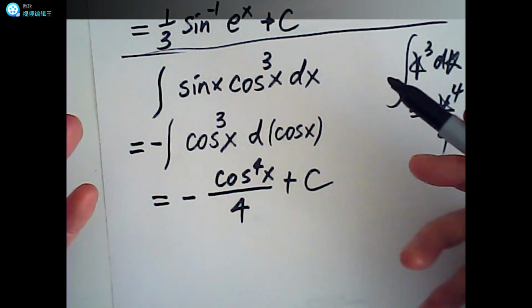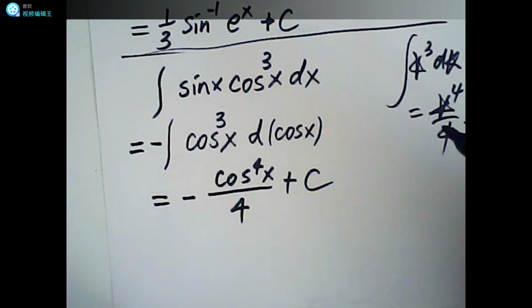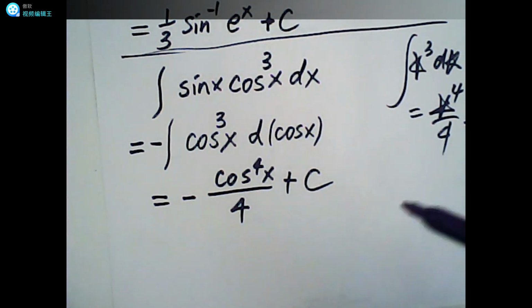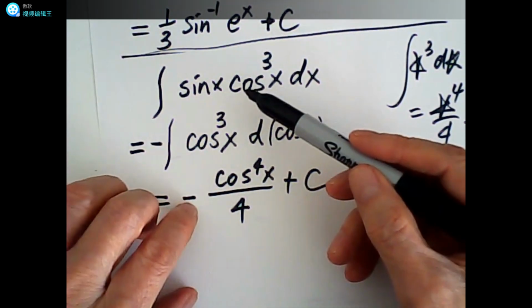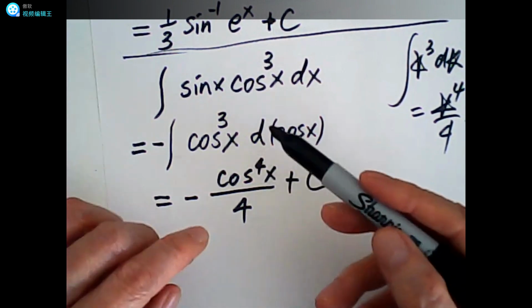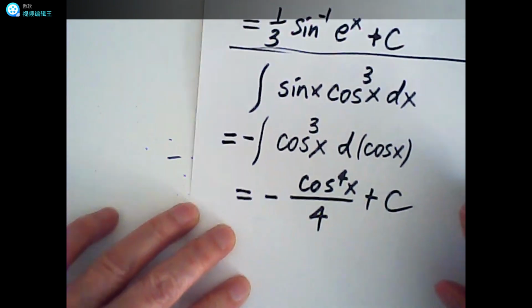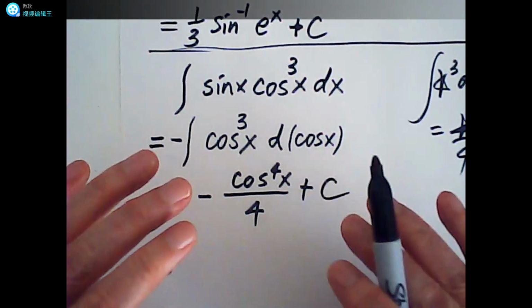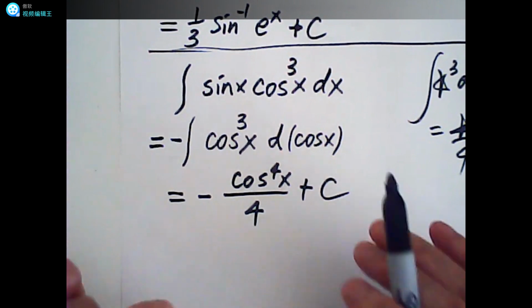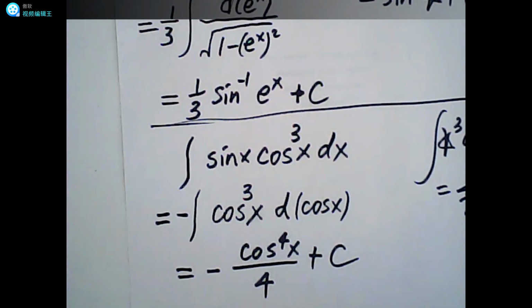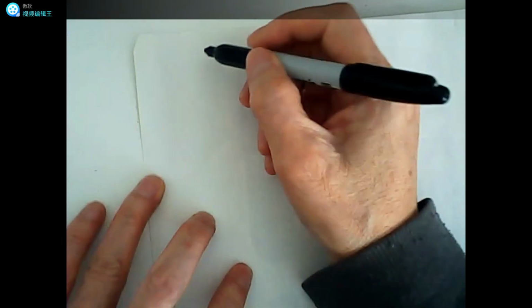You don't have to start with let u be cosine x, then du is negative sine x dx, then put u into the integral, finish the integration, then put u back again. Here it's just straightforward. I think this is a very useful method to deal with basic integrations. Okay, let's consider another example. How about this one?